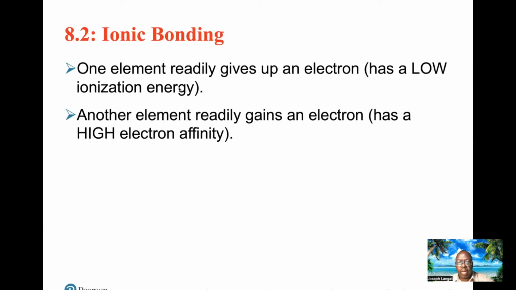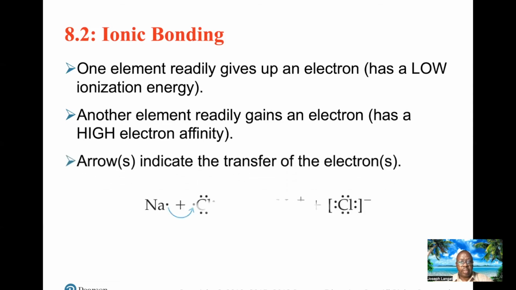Remember, ionization energy is the energy required to remove an electron from an atom in its gaseous state. Metals have low ionization energy. Non-metals have high electron affinity. Therefore, the arrow indicates the direction where the electrons are moving to, from sodium to chlorine in this case, and we indicate the extra electron using an overall charge of negative.